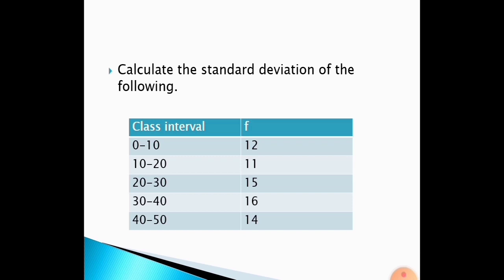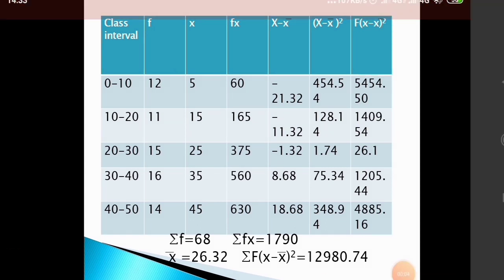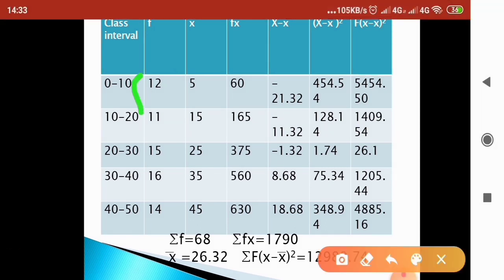Class interval and frequencies are given. The class interval 0 to 10, 12; 10 to 20, 11; 20 to 30, 15; 30 to 40, 16; 40 to 50, 14. So to calculate standard deviation, we need f, we need x, we need fx, we need (x minus x bar) the whole square, and f into (x minus x bar) the whole square.